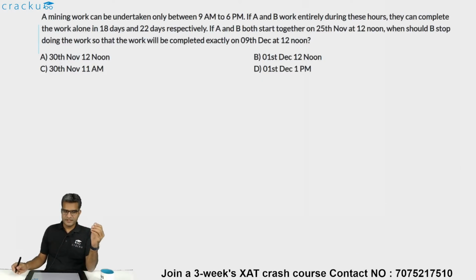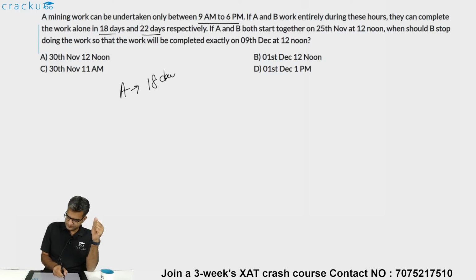In this question, we are told that there is a mining work that can be undertaken between 9 a.m. and 6 p.m. A and B work only during these hours, and they can complete the work alone in 18 days and 22 days. So this would imply that A would take 18 days to finish the job, and B would take 22 days to finish this job.